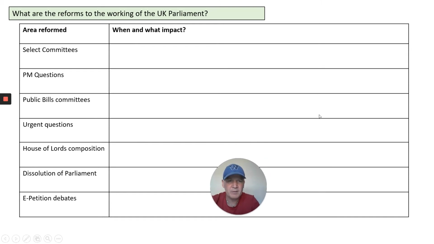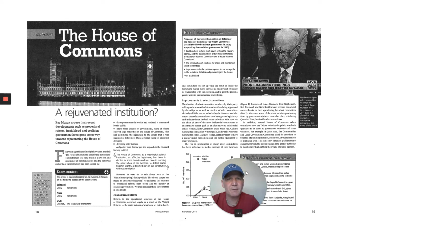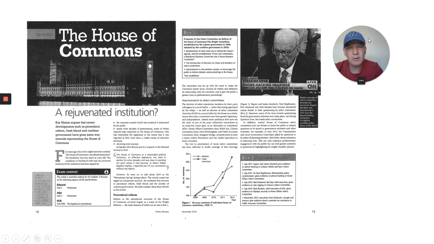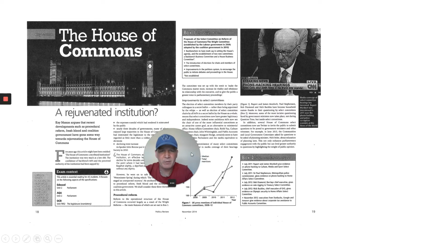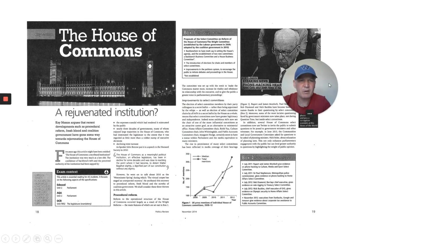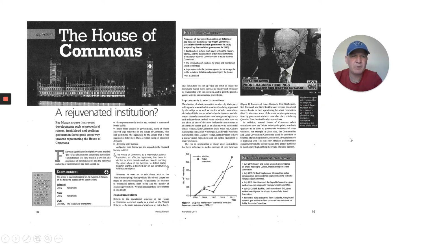Now, to help you with this, you need to dig into your file. No doubt it'll be well organised, and as a result of which you'll find quite easily this particular article, which talks about the rejuvenated institution, which is the House of Commons, in different ways as you go through and when it has been reformed, select committees, urgent questions, etc. So that's really, really helpful and should be useful in completing that table.